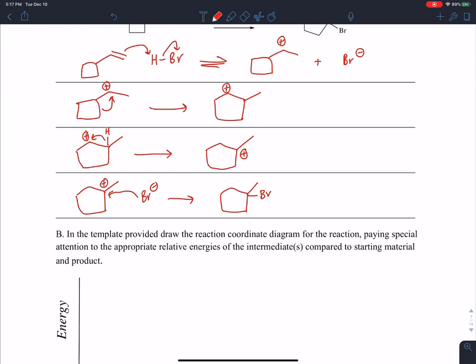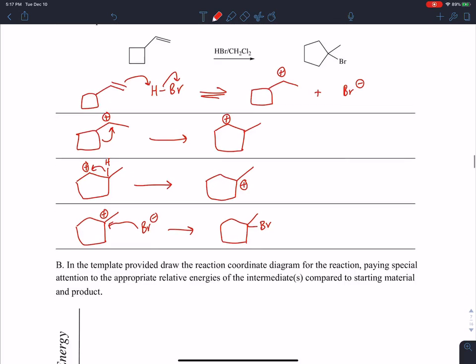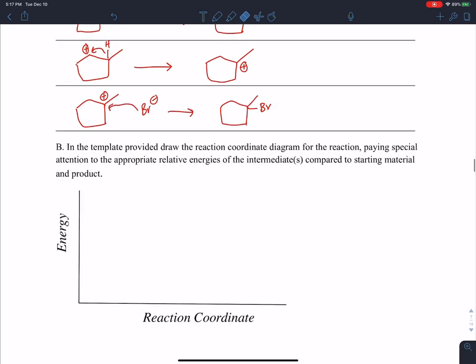So if we work out the reaction coordinate diagram, since I have 4 steps here, I should have 4 bumps, the first bump being the biggest. Originally I was good, and I went to something really bad. The ring expansion should release some energy. This should release some energy. And then this one should be the last one, but a total of 4 peaks. So I should get something like this.